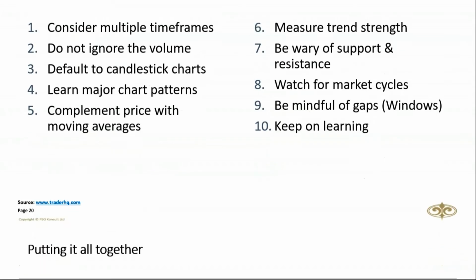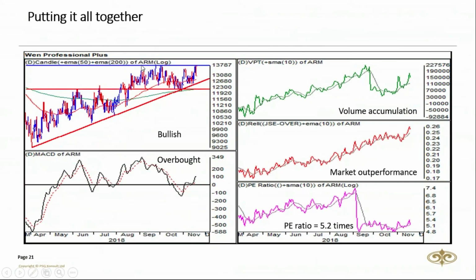So just quickly to put it all together, this is the chart called African Rainbow Minerals. You can see I've drawn a long-term support trend line. It's above its 200-day moving average, what they call a golden cross. It's hit resistance five times, at 137 Rand. It is bullish. That's why I'm still calling it bullish.